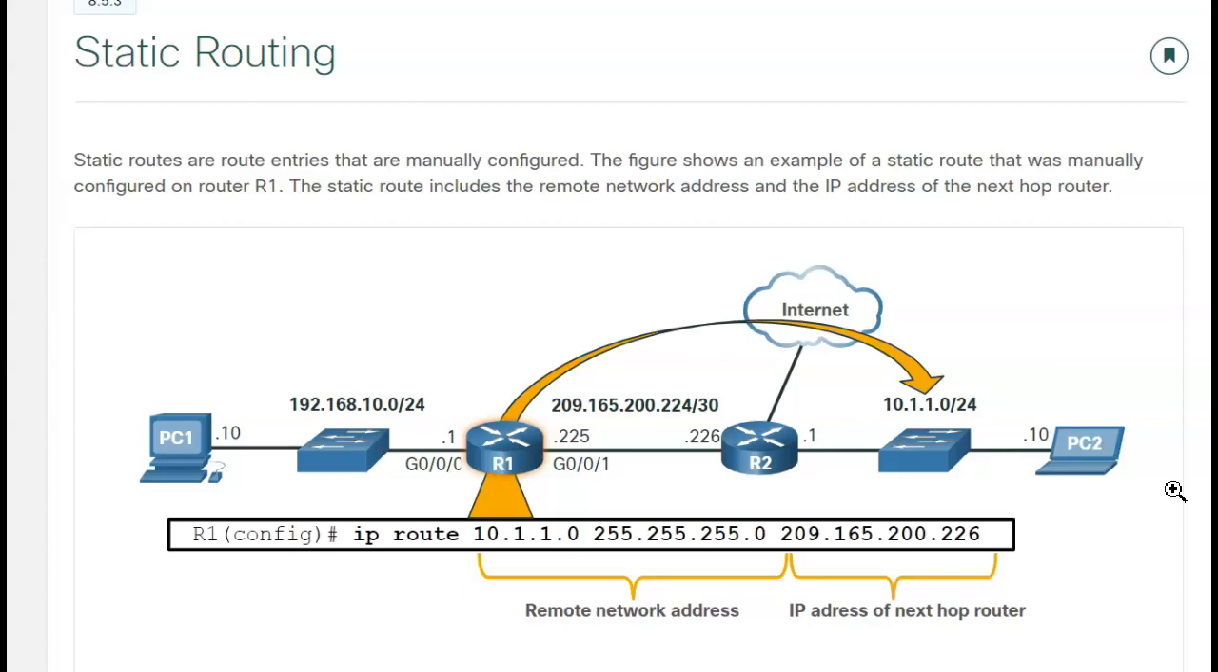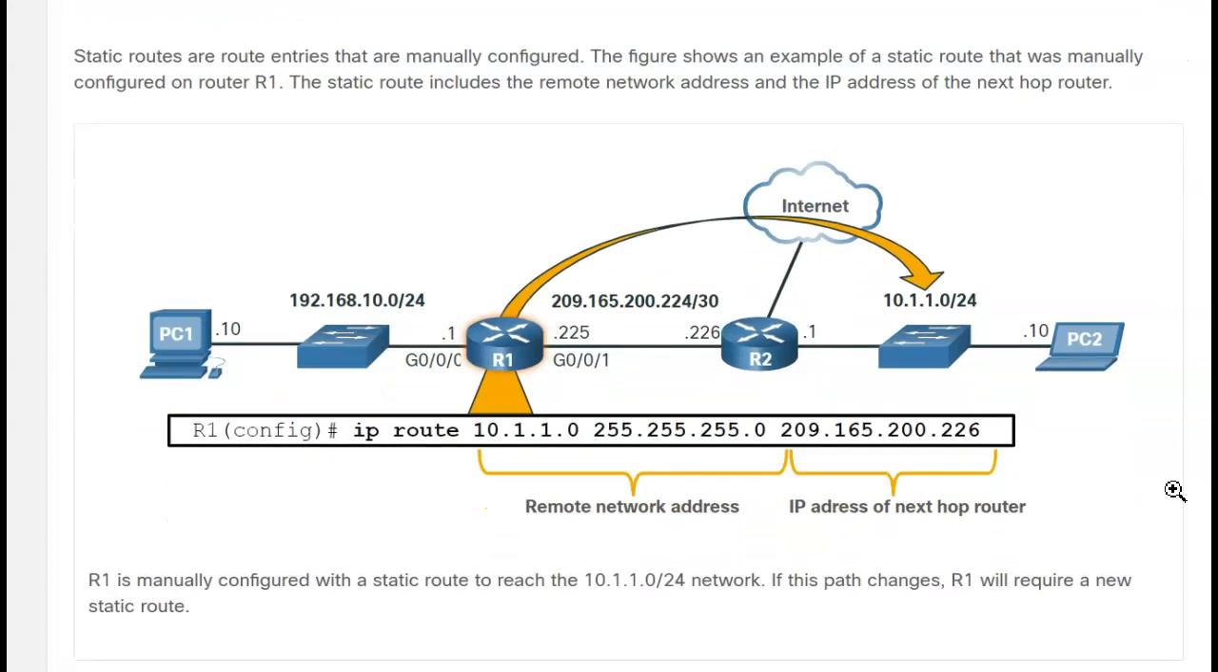it gives me the remote address of the 10.1.1.0 network and its subnet mask, and what is going to be the exit interface, the next hop interface out of router 1 to get me to that 10.1.1.0 network. So that is how to do it. This is what a static route is: you manually define it. You type in IP space route, give it the network address that you're trying to go to, and the address of the next hop.